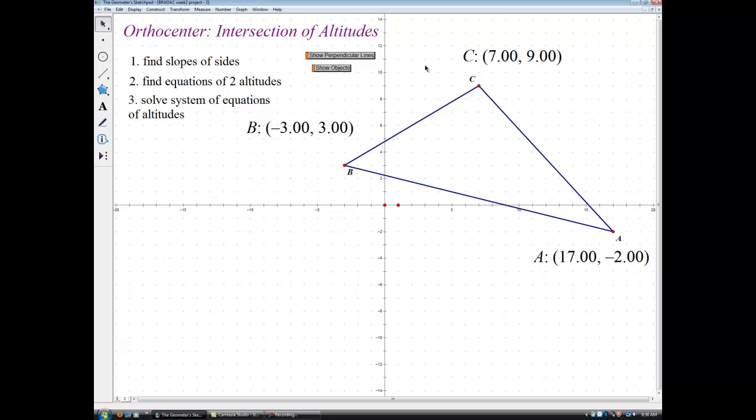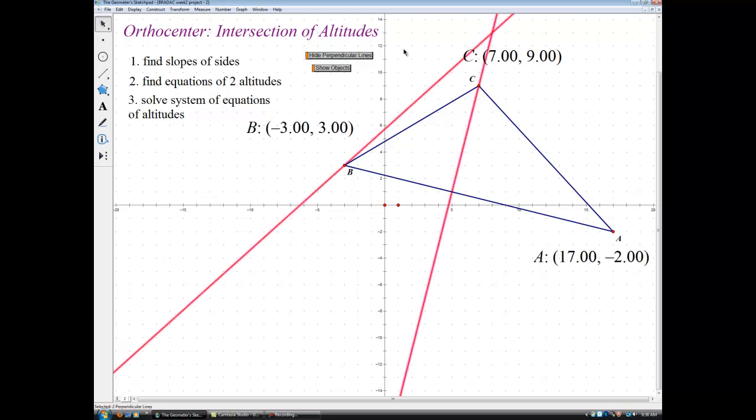Obtuse triangle, orthocenter, take 2. Now I have the correct location for the vertices that I wanted. And let's take a look at the two altitudes. Here's one thing that could be confusing. Altitudes can be in the exterior of the triangle.